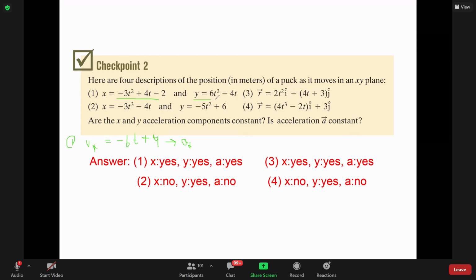Now take the Y. Derive the first time. What do you get? 12t minus 4. Derive again: 12.